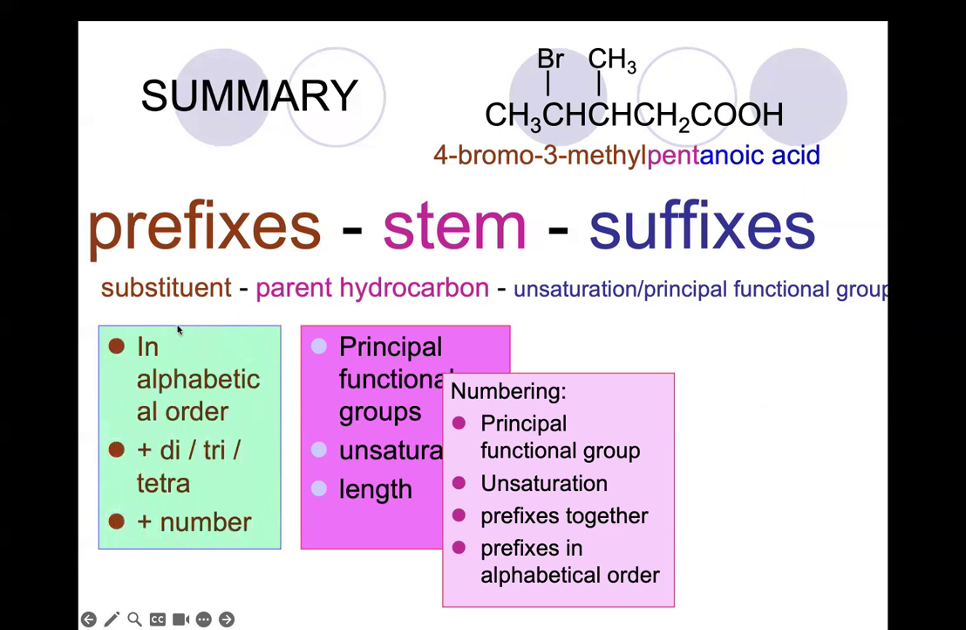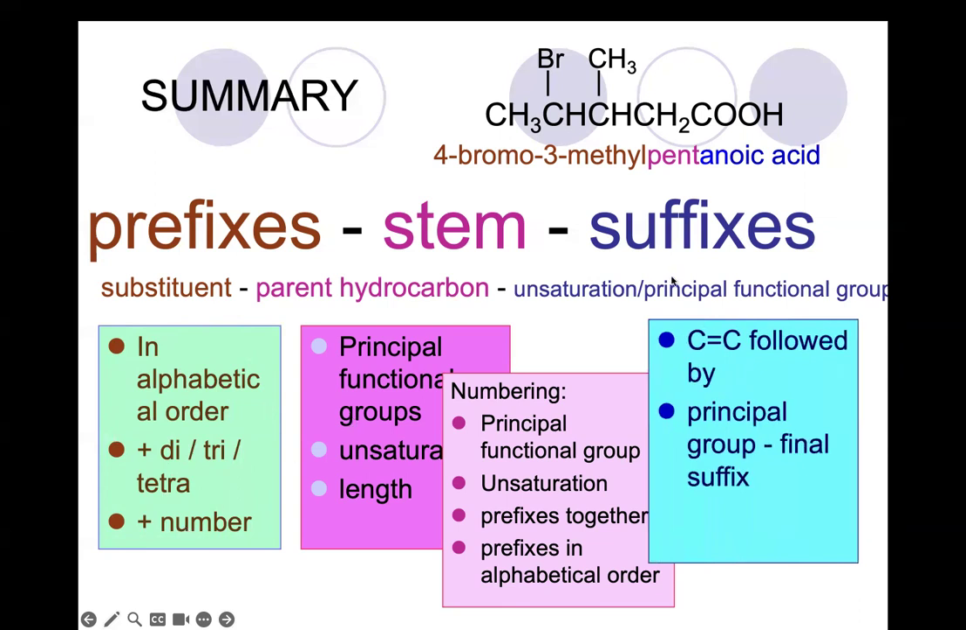So the next one, consider the substituent. We need to consider the di, tri or tetra as well. And then finally, we need to number. While for the unsaturation, we need to have the C=C double bond. That means we need to say -en- or -enoic acid. The principal functional group would be the final suffix, while the C=C double bond should be in front of the principal functional group if a C=C double bond is present.